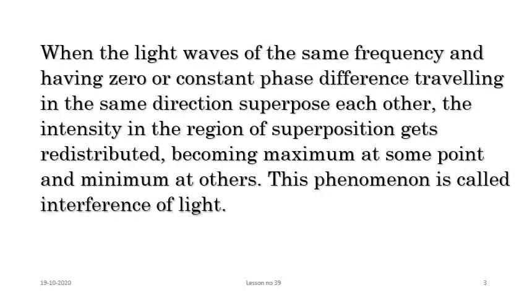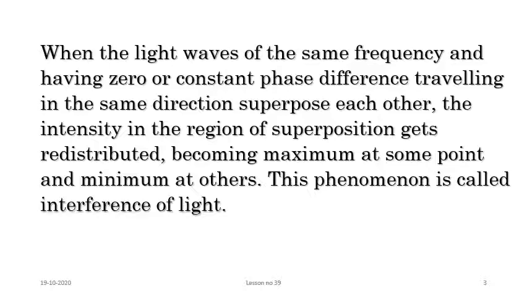When light waves of the same frequency and having zero or a constant phase difference, traveling in the same direction, superpose each other, the intensity in the region of superposition gets redistributed, becoming maximum at some points and minimum at the other. This phenomenon is called the interference of light.